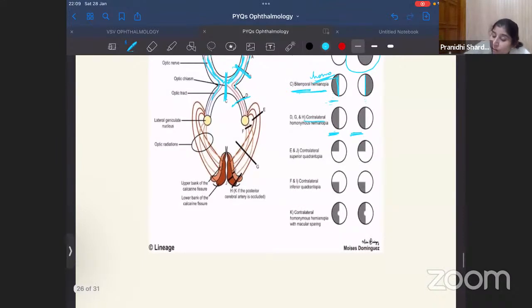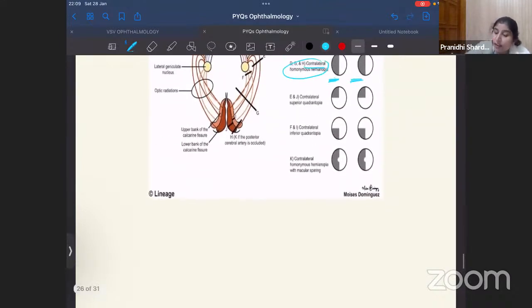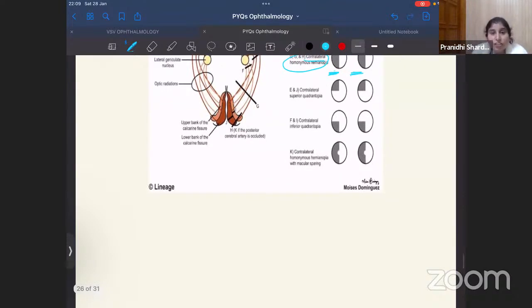So it will be contralateral homonymous hemianopia after the optic tract till the end. In the lateral geniculate body and in the visual cortex, it will be homonymous hemianopia. Quadrantopia will be seen in the parietal and the temporal lobe.